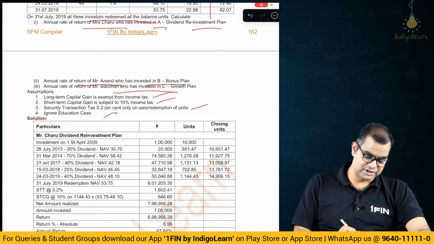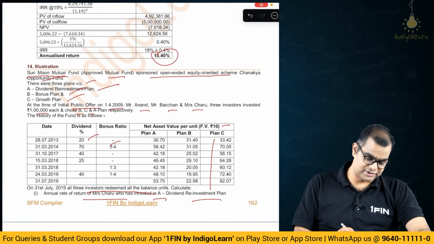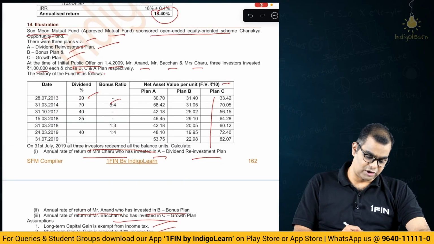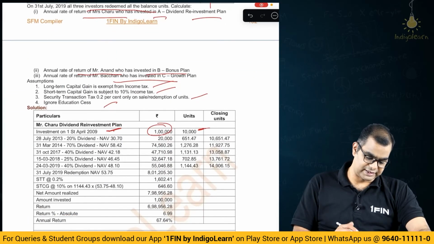So, what happens? You invested initially 1 lakh. Each of them invested 1 lakh, right? On 1/4/2009. So, you had 10,000 units. Then, the dividend was given how much? 20, 70, 40, 25 like that. So, every time this much was the dividend that was given.